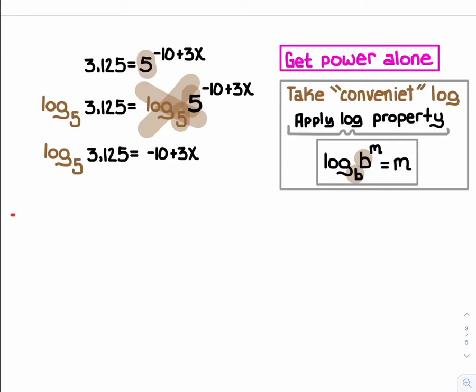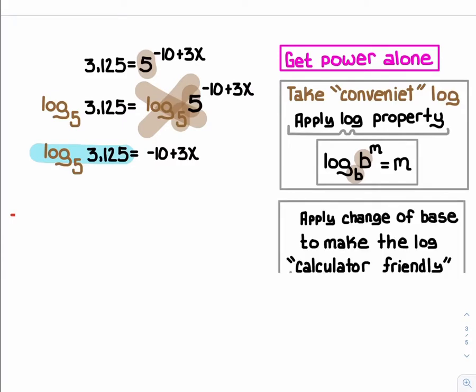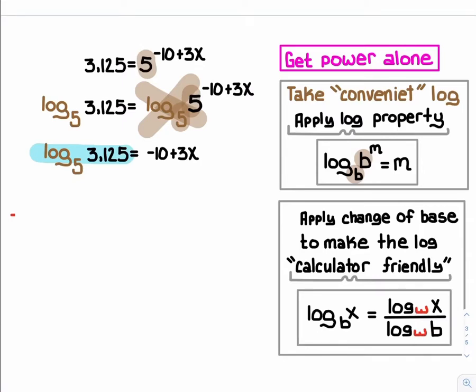Okay, next we have a little bit of an issue because log base 5 of 3,125 would not be considered calculator friendly. In other words, many calculators cannot find a log of something that has a base other than base 10 or base e. So to make this logarithm I have in blue calculator friendly, we need to use the change of base formula. Specifically, when we use the change of base formula, we want to choose base 10 or base e because then it's calculator friendly.